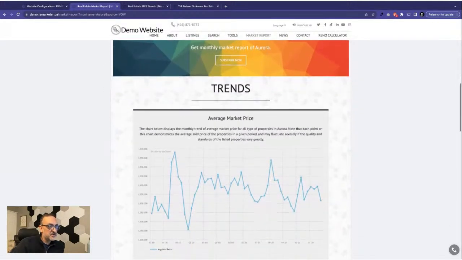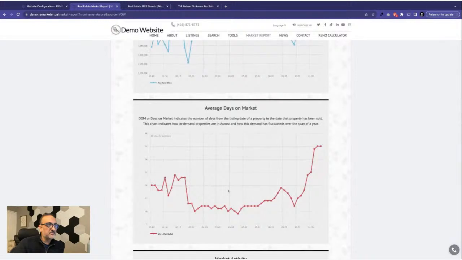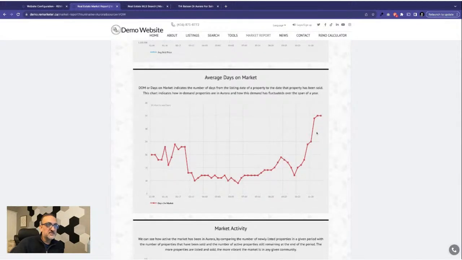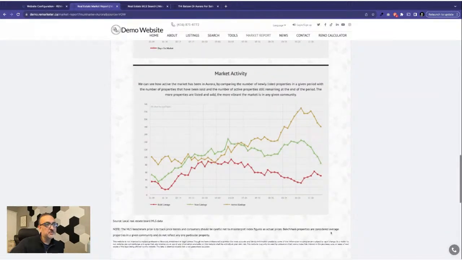We have the trends here, which are the average market price, which you've seen has had its ups and downs. And then we've got the average days on market, which you can see is growing and then kind of curbing right here. And then we've got the market activity. This is my favorite chart, and I will explain why. This is usually my go-to chart when I want to do any kind of prediction in the market. So I'll show you why and how.